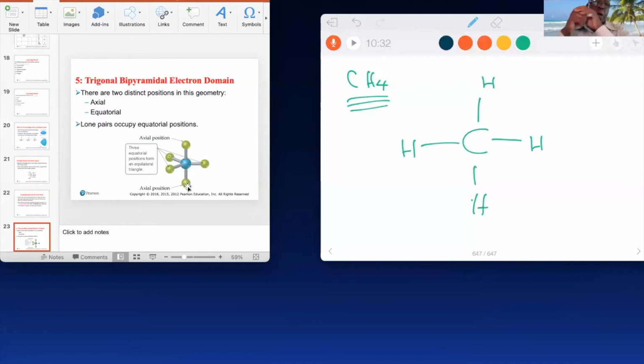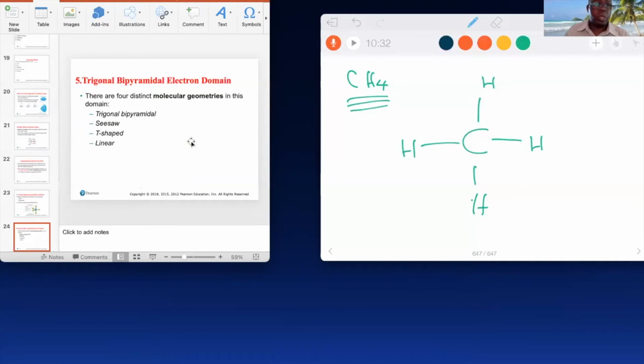For trigonal bipyramidal, sometimes you have lone pairs. Usually the lone pairs occupy the equatorial position. So if we draw the Lewis structure, and at the end for a 5 domain geometry, 1, 2, 3, 4, 5, the lone pairs occupy the equatorial positions before placing on the axial positions.